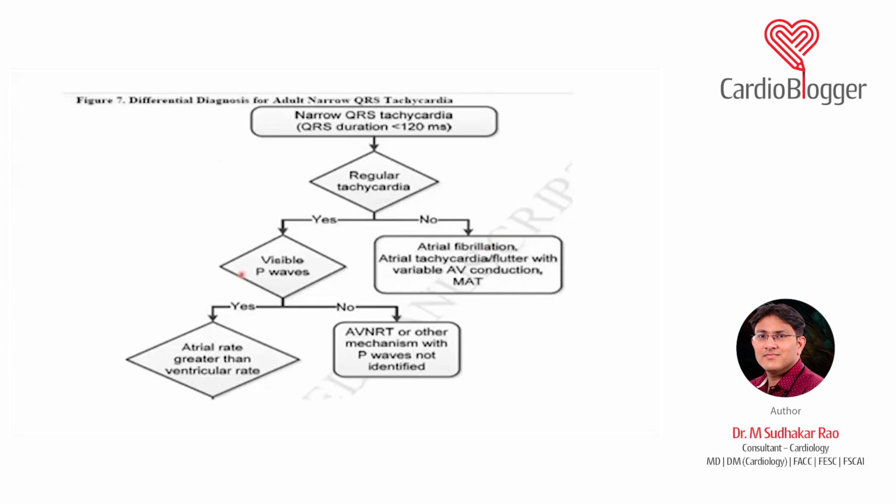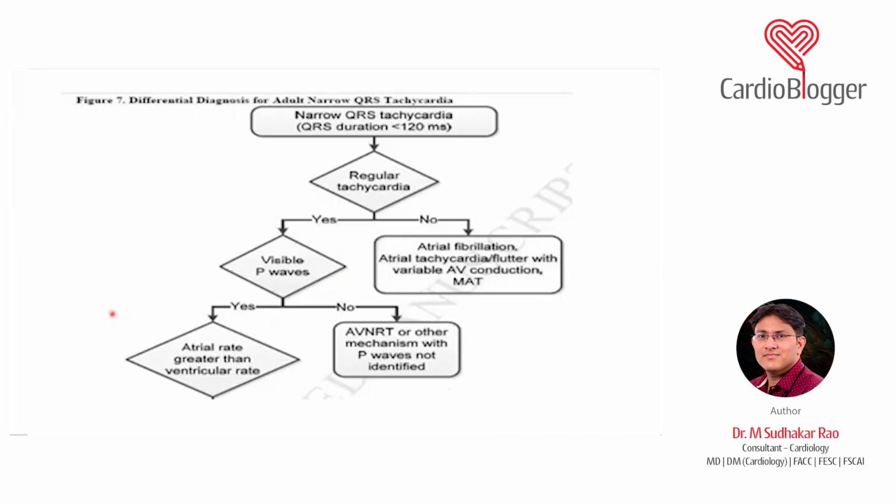AVNRT and the others. We have to see if there are visible P waves. Most of them have a negative or inverted P wave in the inferior leads. If the P wave is visible, then it's a different direction. However, if the RP is less than 70 milliseconds, that means we are dealing with AVNRT, that is AV node reentrant tachycardia, because the P wave is not seen or the RP is less than 70 milliseconds.